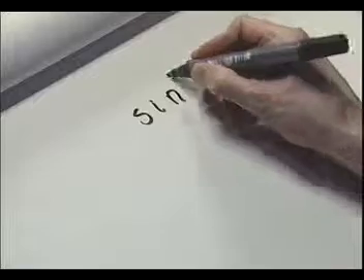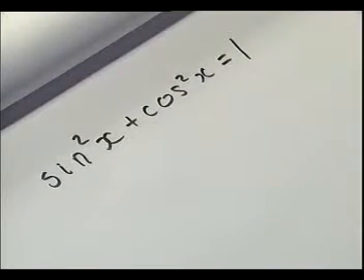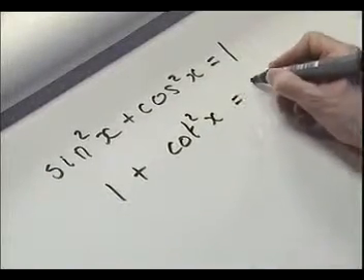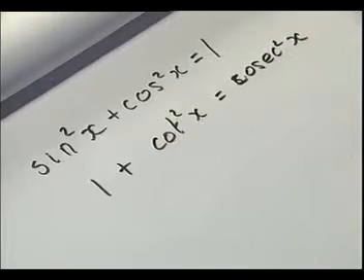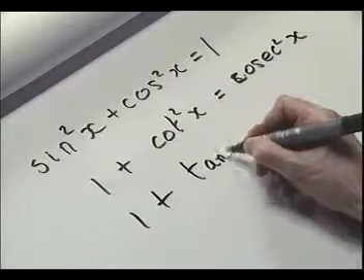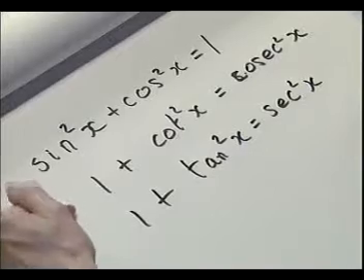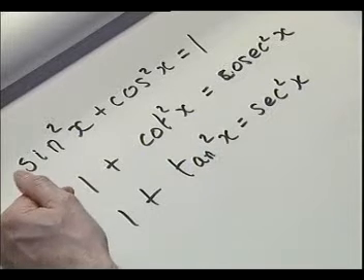But let's just recap where we started from. These three basic and fundamental identities. Sine squared x plus cos squared x is equal to 1. 1 plus cot squared x is equal to cosec squared x, and 1 plus tan squared x is equal to sec squared x. Those are our three fundamental trigonometric identities, and they must be learned, they must be known, and you must be able to recognise them whenever you see them.